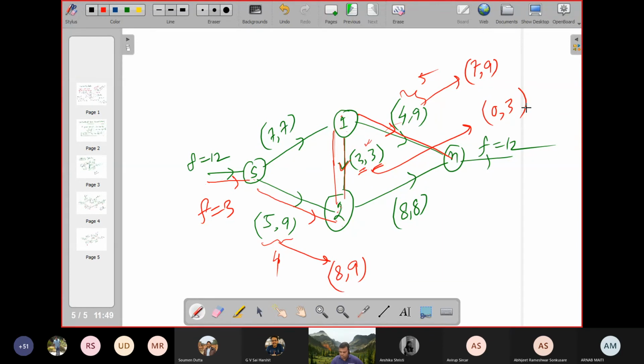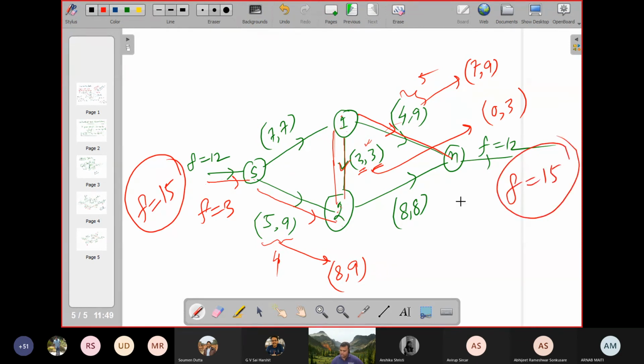Now you will see that you have exhausted all options of adding flow. So with the addition of 3, F has now become 15, right? So F is now 15, and all augmenting paths are exhausted. So you cannot increase the flow, even by 1 unit. You cannot increase. Okay. Then what is the solution? So the solution is F equal to 15. That is the max flow, right?